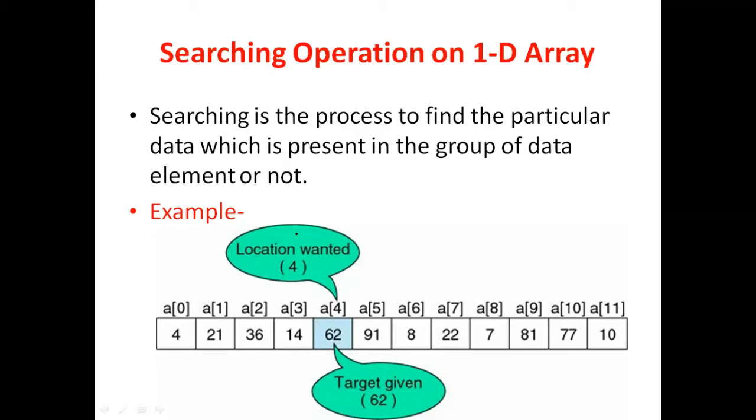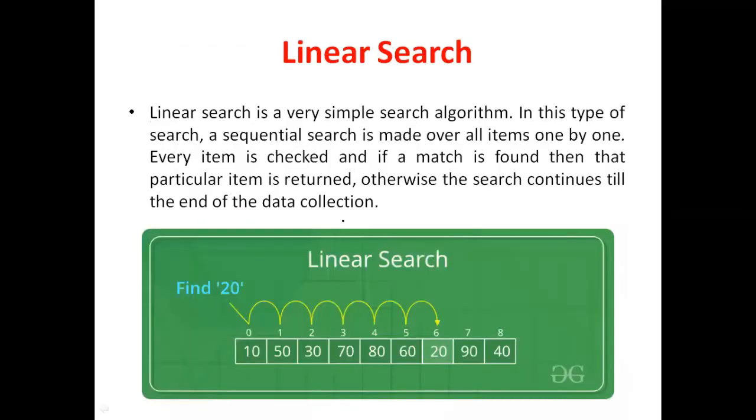For example, suppose an array is given to you. Suppose we have 100 elements, and in those 100 elements I want to find some element x. That means you are going to perform the searching operation. So finding a particular element in a group of elements is nothing but searching on the one-dimensional array. There are two types of searching. The first one is linear search, and the second one, binary search, we will see later on.